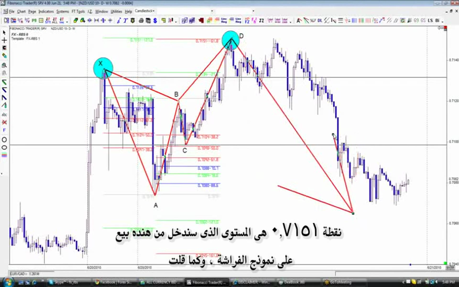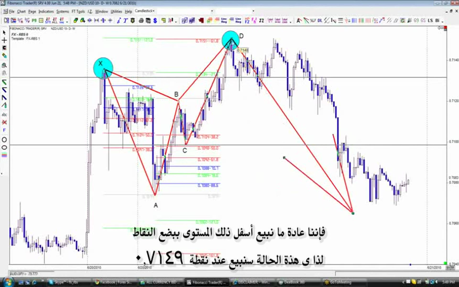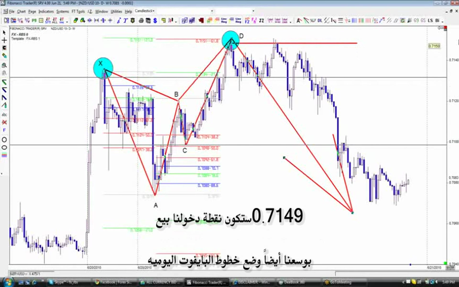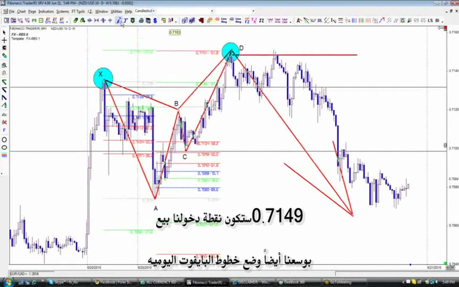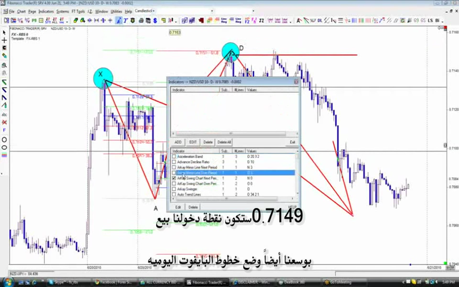And as I said, we always sell a few pips below, so in this case we'll place the sell entry at 7149. So somewhere here. 7149 would be the sell entry. What else can we do? We can place pivot lines. We go to the daily pivot.